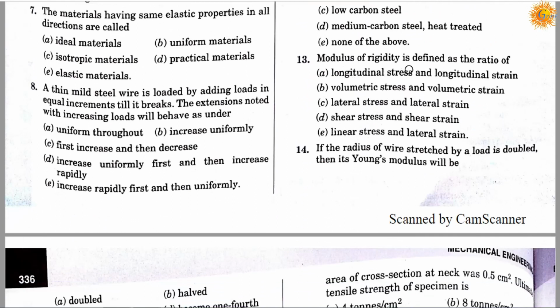Modulus of rigidity is defined as the ratio of: option A, longitudinal stress and longitudinal strain; option B, volumetric stress and volumetric strain; option C, lateral stress and lateral strain; option D, shear stress and shear strain; option E, linear stress and lateral strain. So correct answer is D. Modulus of rigidity is defined as the ratio of shear stress and shear strain.